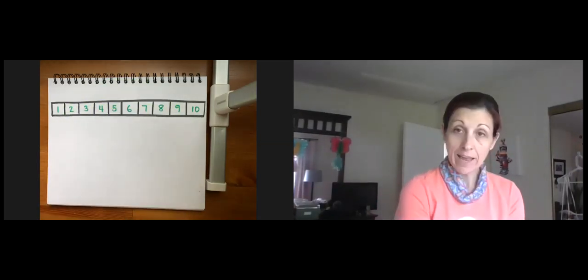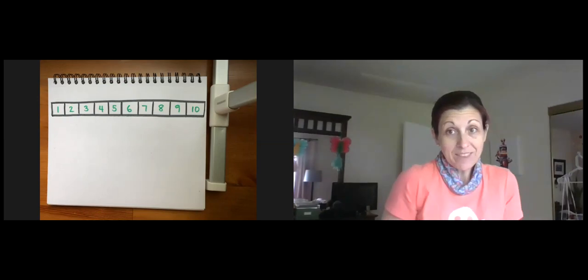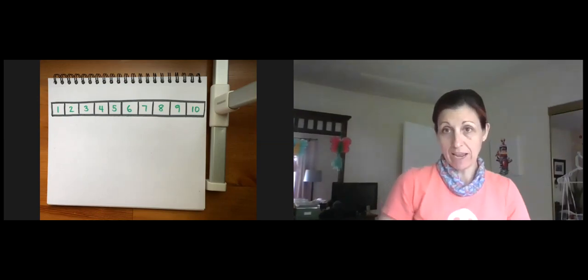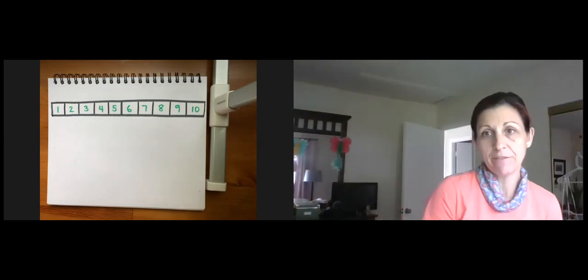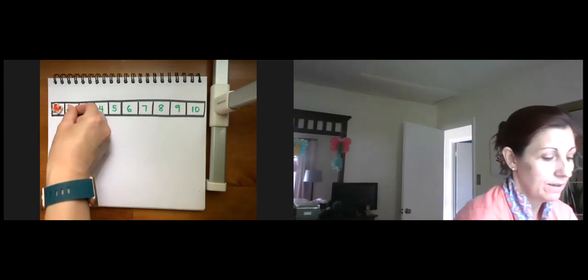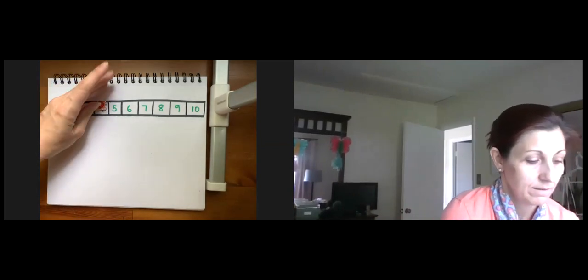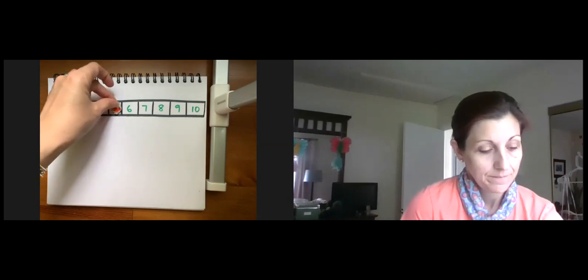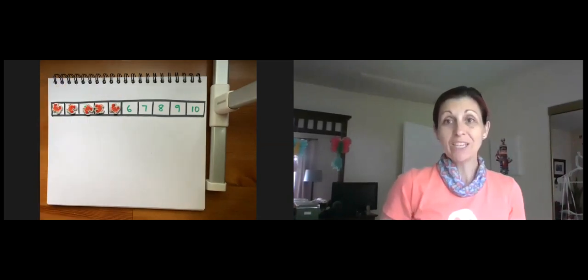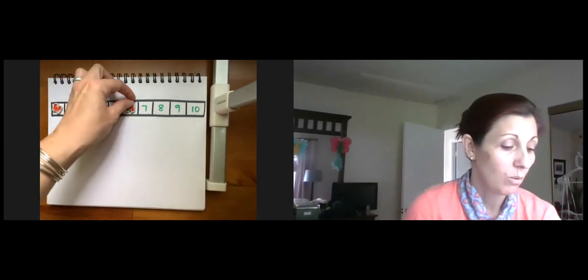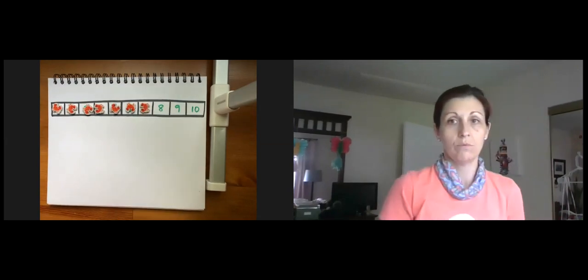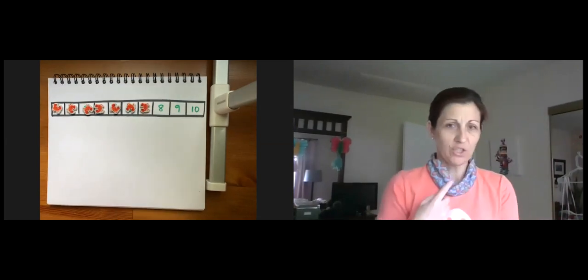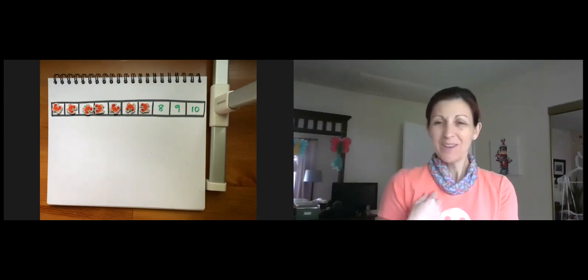All right, using that number path, starting with the same number. Miss Strange ate 5 crabs. So let's fill in the first 5 spaces. Then she ate 2 more. 1, 2. Did she just eat 2 crabs?